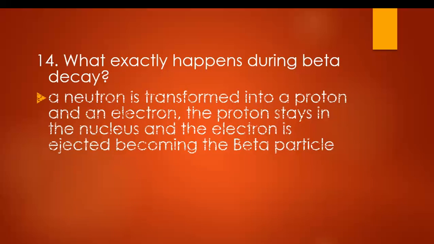So what exactly happens during beta decay? A neutron is transformed into a proton and an electron. The proton stays in the nucleus. The electron is ejected, becoming the beta particle.